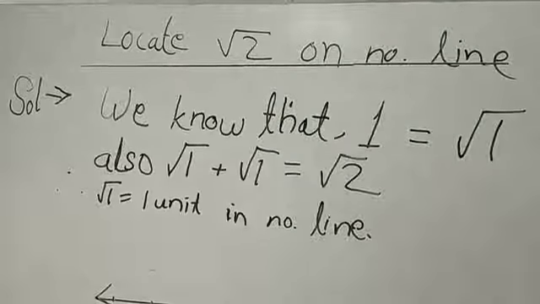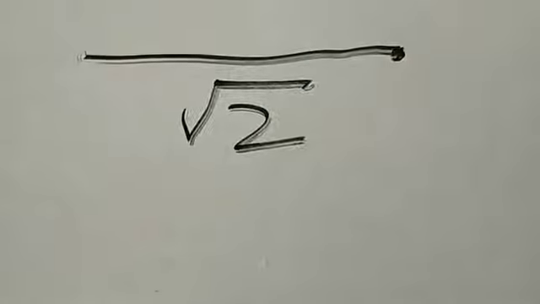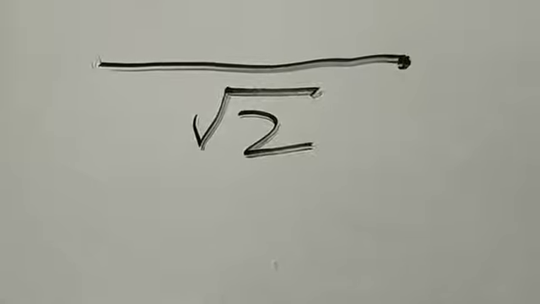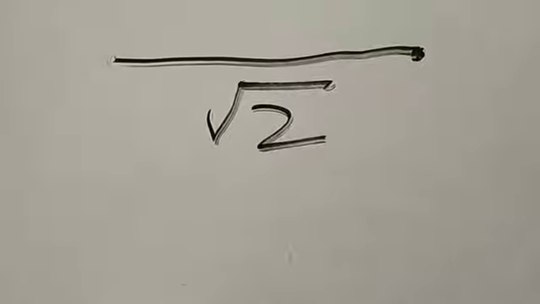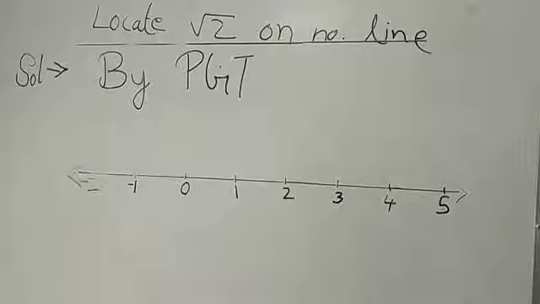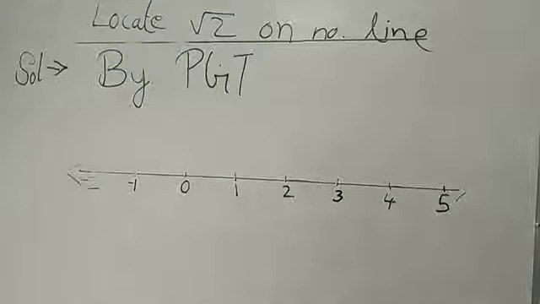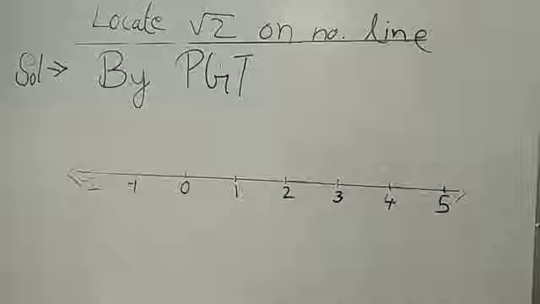So we know that 1 is equal to root 1 because 1 into 1 is equal to 1. Also, root 1 plus root 1 is root 2, and we need to know the length of root 2, which is this line. So we need to find the length of this line. We can find it by using the number line. We will start from 0. We will use the Pythagoras theorem for solving this question.